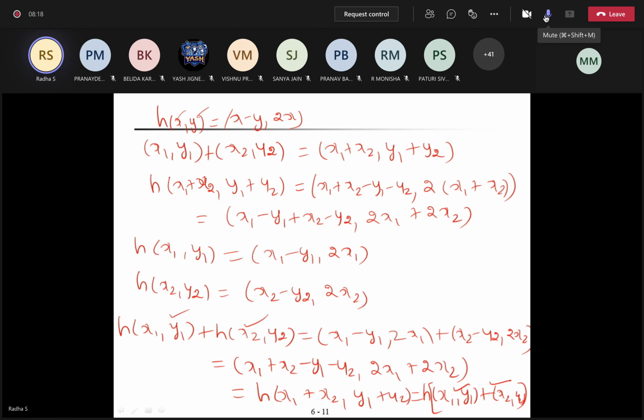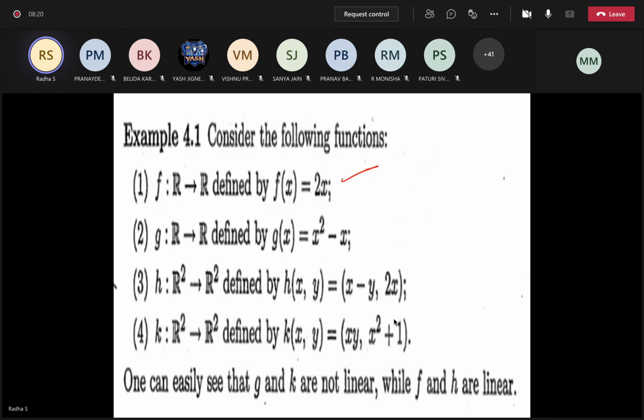Shall I proceed? The other part you will do? Yes, that is easy. The last one is x square, so that won't be a linear transformation. Okay.